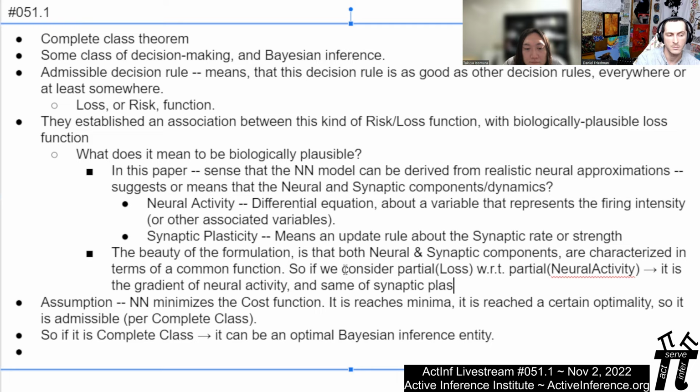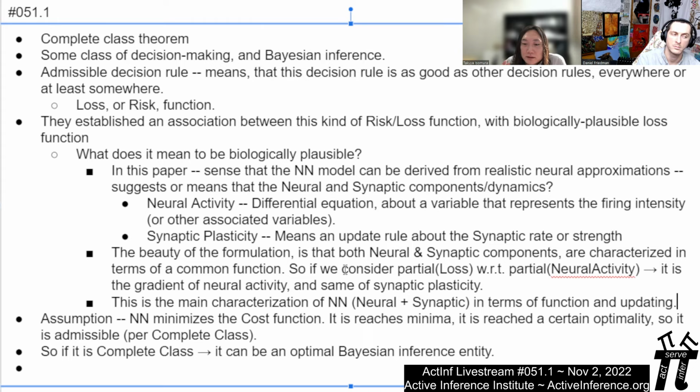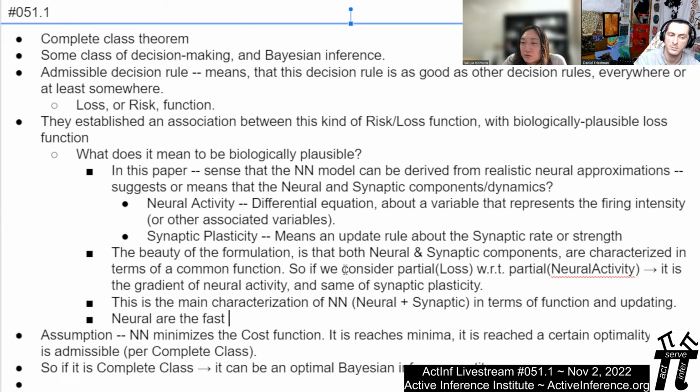Are those the only two aspects of a neural network, or why are those the two key aspects? It is a main character. I think it's a main body of the neural activity. If we consider some inference, learning or action exhibited by a neural network, neural activity corresponds to fast dynamics, fast gradient dynamics, while synaptic plasticity indicates slow dynamics that minimize a risk function and cost function.